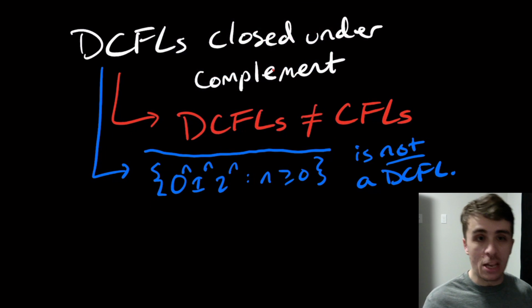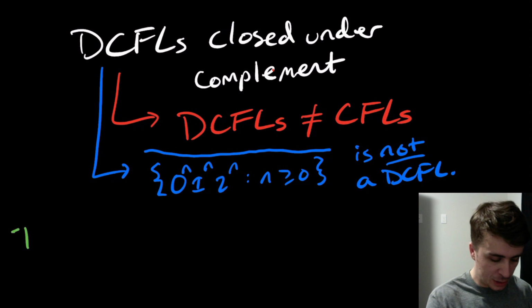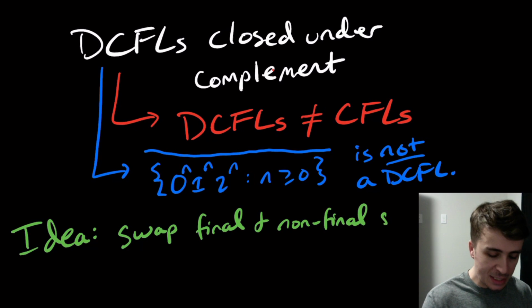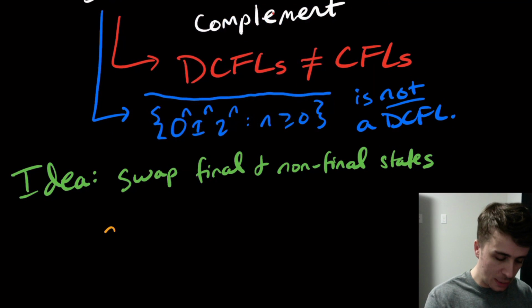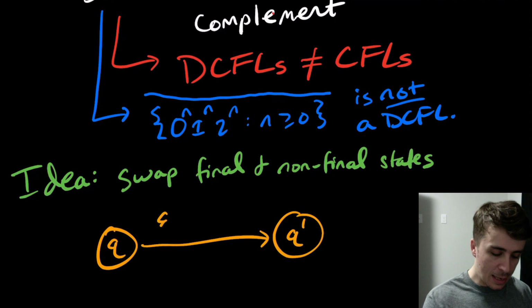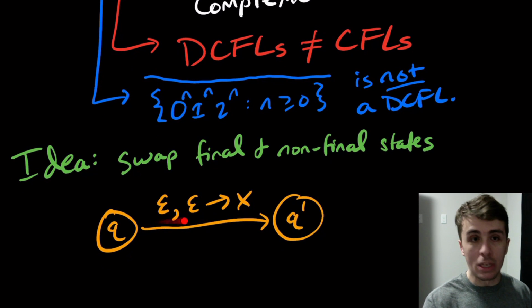Well, one possible idea that you might have is, well, these things are deterministic. Why don't we just do the same thing we did with DFAs, which is we swap the final and non-final states. So an idea is to swap the final and non-final states. And that seems totally reasonable. But the problem is, what if we have a transition like this? So let's say we have two states, Q and Q prime here, and in the DPDA, we have this transition. Notably, this can be the only transition coming out of Q here, but that's beside the point.